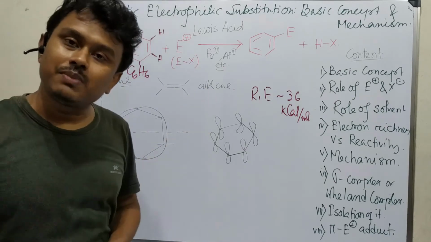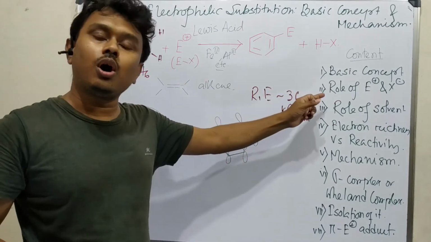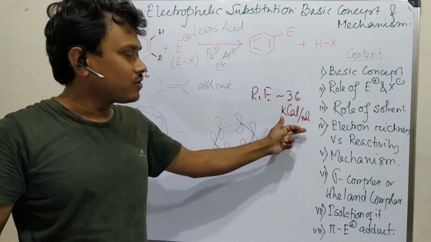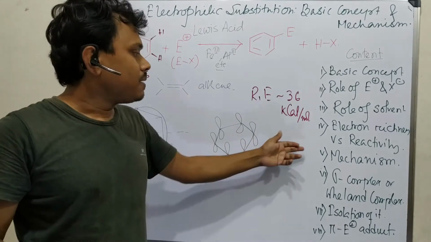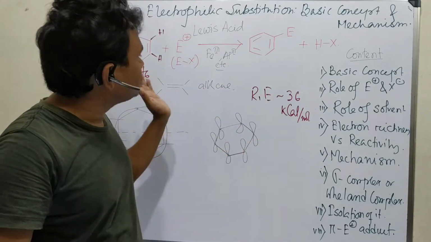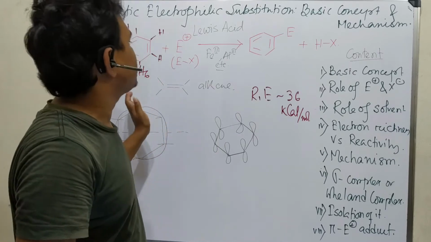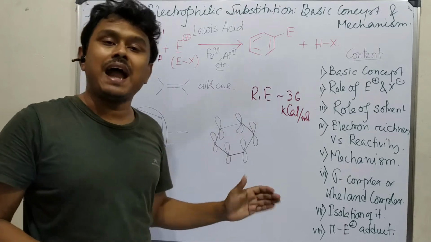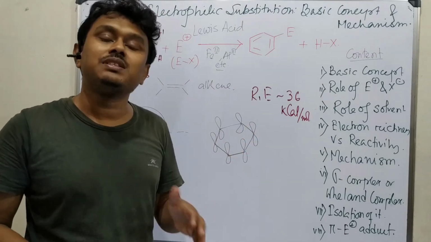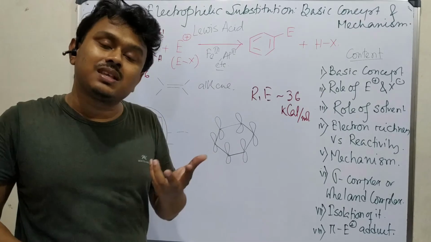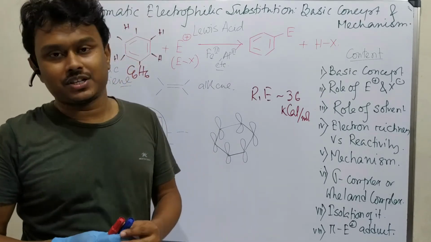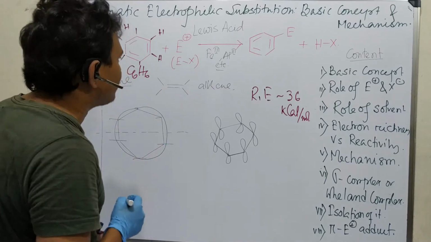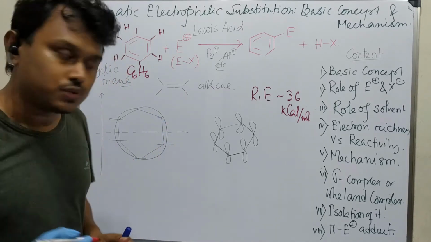So today we will discuss mainly the basic concept, the role of the electrophile E plus and the corresponding counteranion, the role of solvent, electron richness versus reactivity, the mechanism, the sigma complex, whose name is Wheland complex, some isolated sigma complexes, which are the proof of this concept, and finally some pi and electrophile adapt, which will give you an idea of the selection criteria for reaction. Before going to details, I want to give you a brief about the bonding of benzene. It will be useful for you.